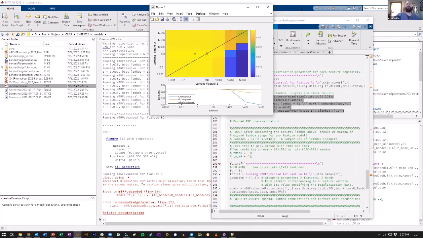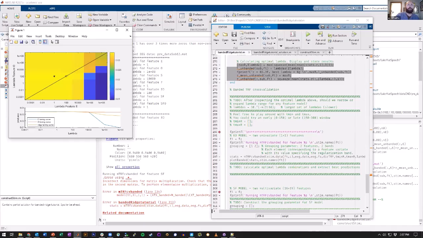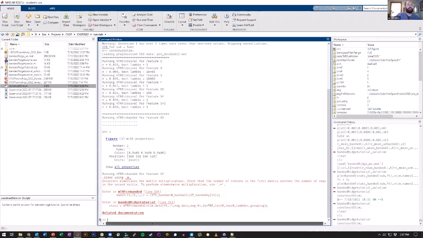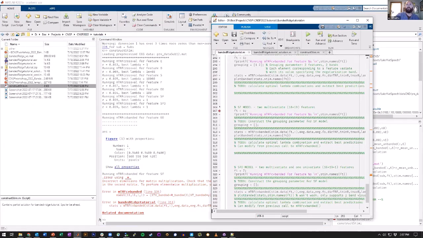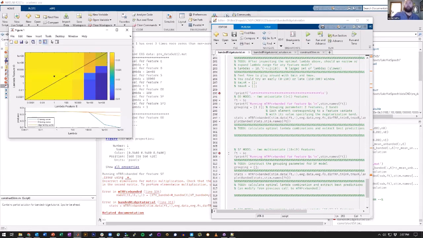How do you hide? Nope. There it is. What did I do? Anyway, so that was an error that is because there is no grouping. So just ignore that. So once this is done, I had it plot the results.